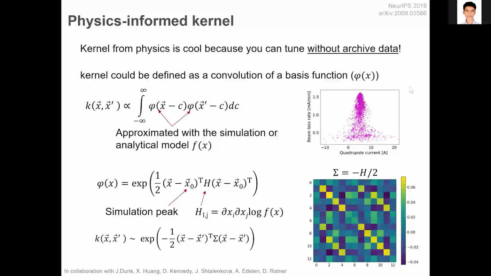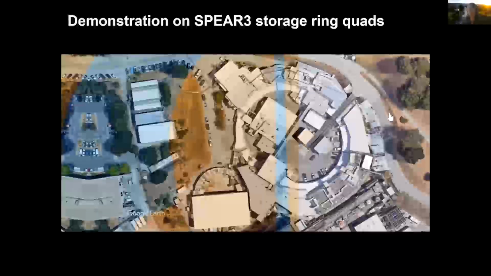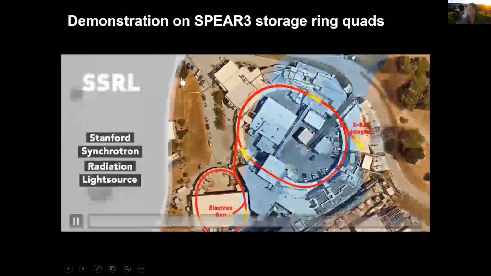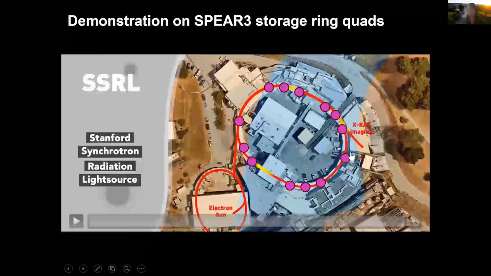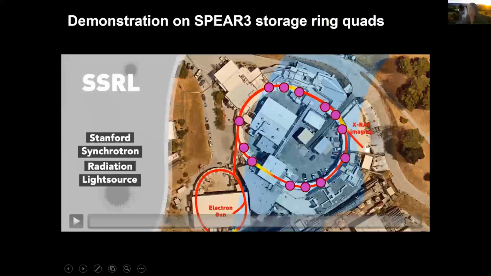What is the function f that you are using? The f in this case would be our MATLAB simulation of the SPEAR3 storage ring, which I was about to show here. This method was demonstrated on the SPEAR3 storage ring to tune 13 skew quadrupoles in order to optimize the beam loss rate. And this is what I'm showing here.